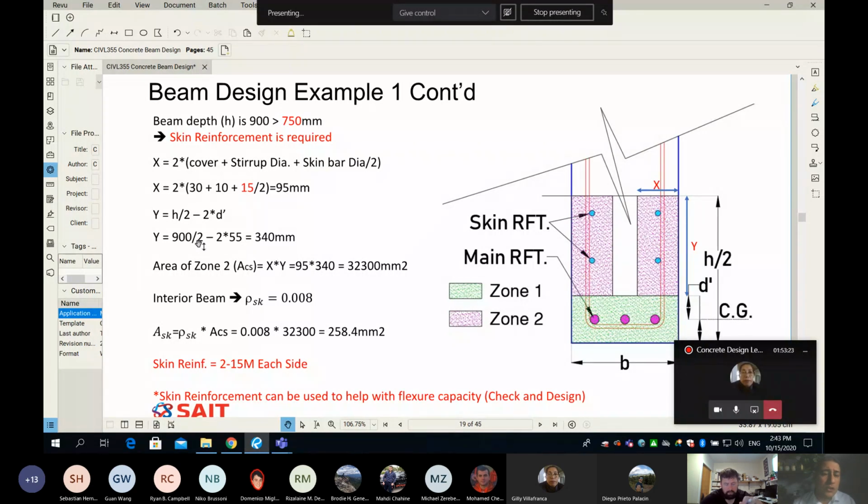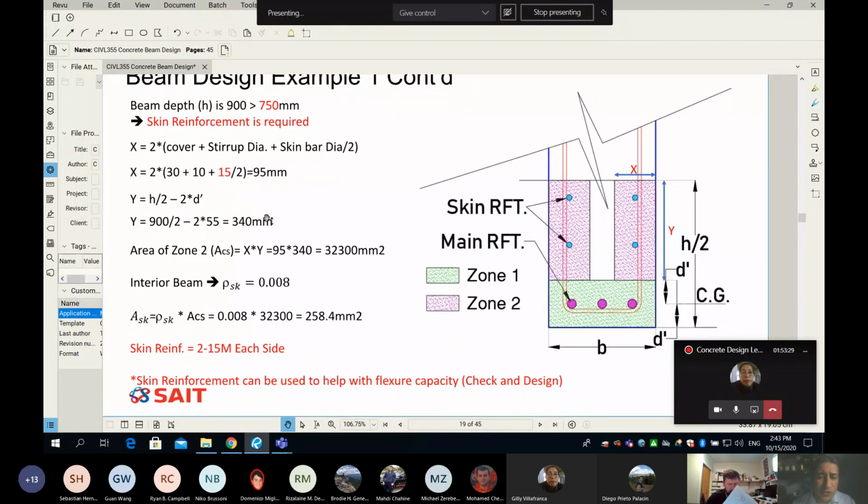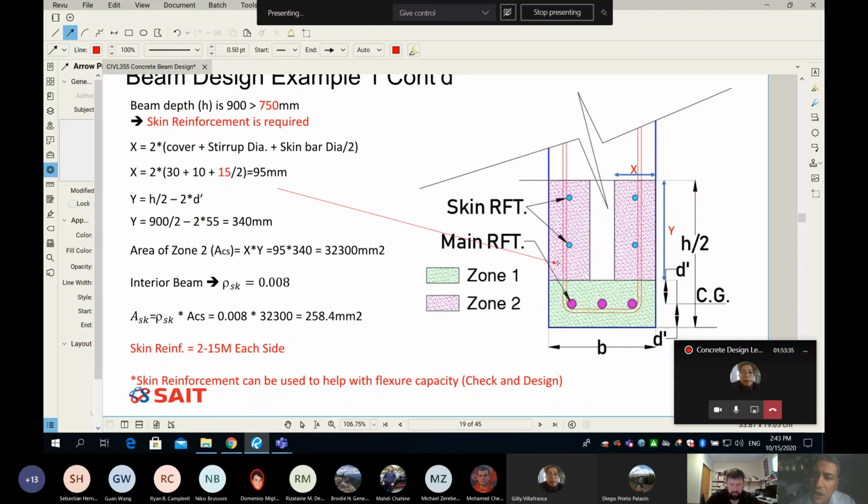The y is equal to half of the beam, 900 divided by 2, minus 2 multiplied by DC. All of this comes from the geometry. Please, when you try to make sense of this equation, just look here, on this side. There is no magic. Those are coming from this side here.